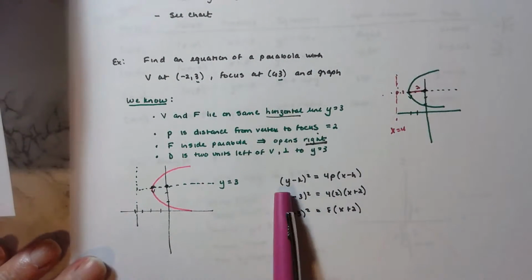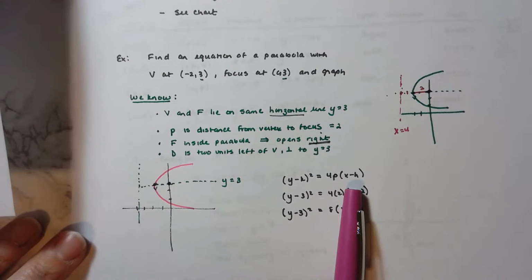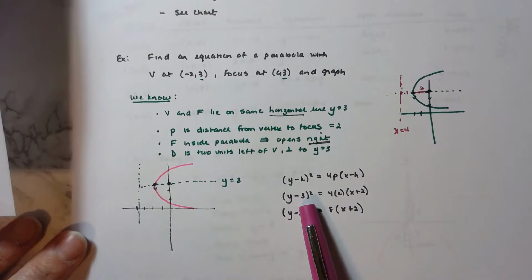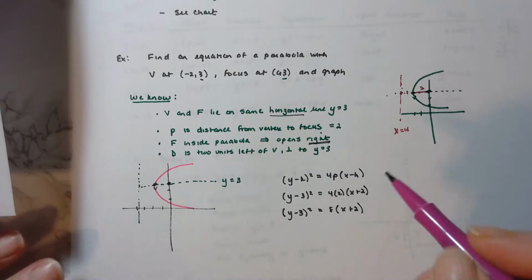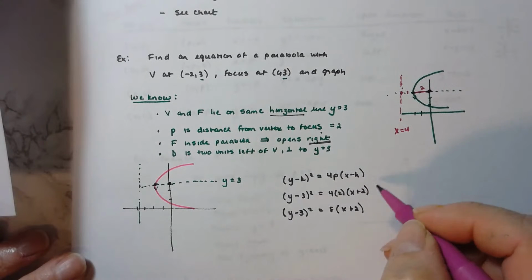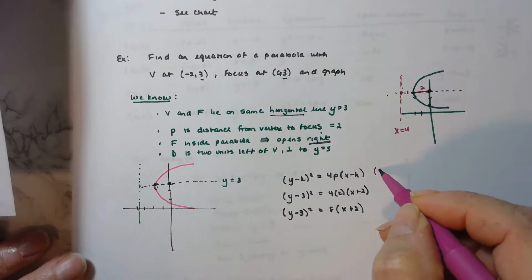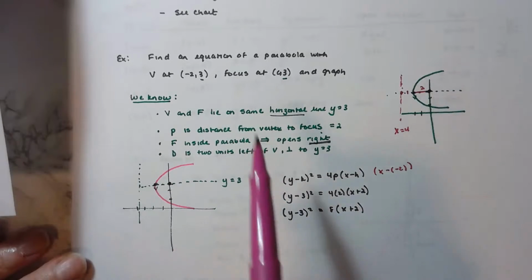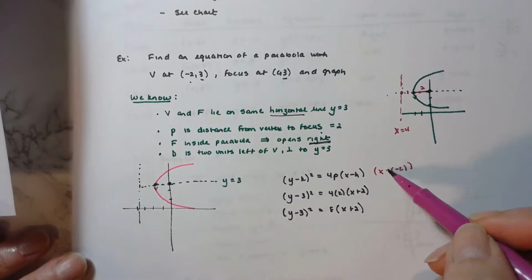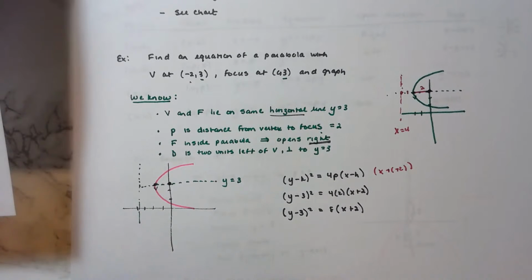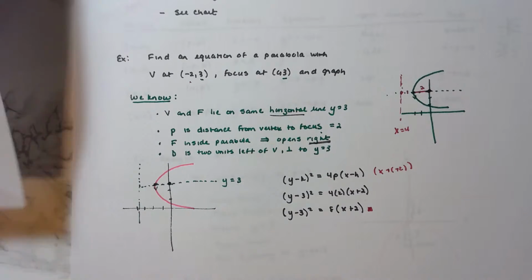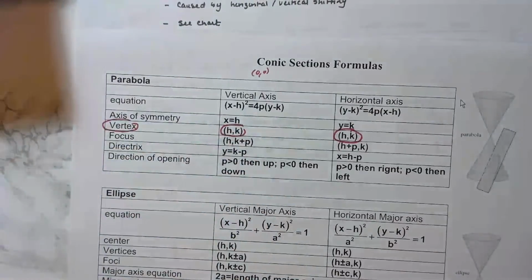So that's what I did. I wrote down the standard form. I plugged in 3 for K. Now look, the formula is X minus H. So I just want to stress that when I got this here, I plugged in X minus a -2, right? Because this is a -2 for the X coordinate, and that becomes a positive. So what that gives us is 8 times the quantity X plus 2. This right here is the equation of the parabola with vertex at -2, 3 that opens to the right. Done. So it's all a matter of working with these formulae.